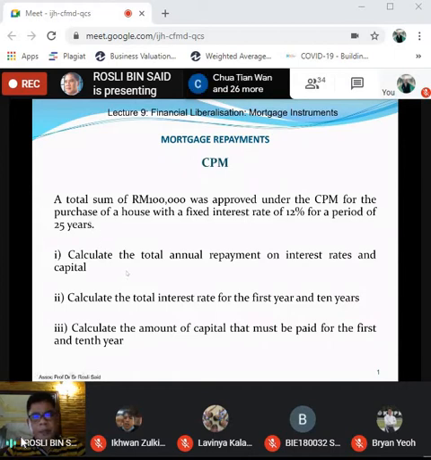So number one, calculate the total annual repayment on interest rates and capital. What the question asks us to do is to calculate. This is straightforward. But if the question asks you to calculate and explain the total annual repayment on interest rate and capital, you have to calculate as well as explain. If you calculate without explanation, you won't get full marks for this kind of question.